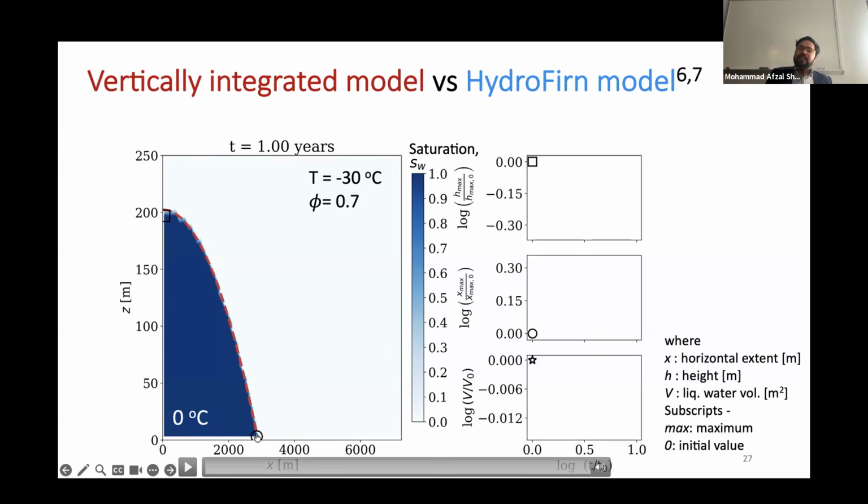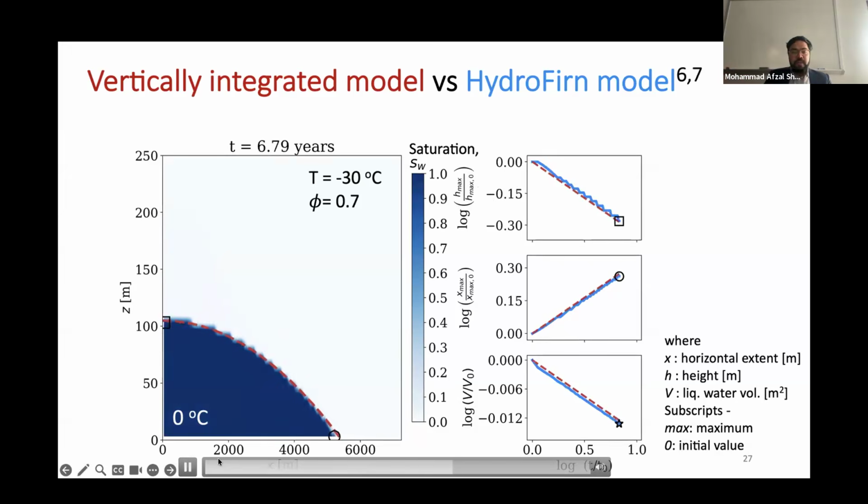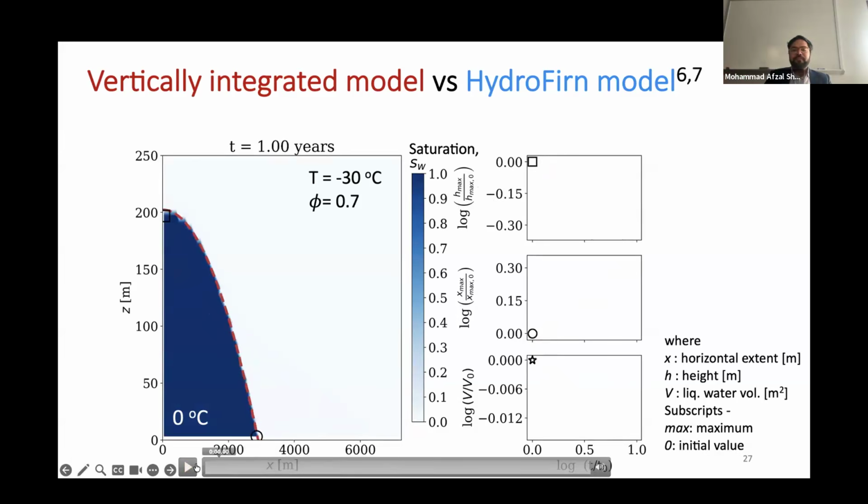Then X max is the maximum horizontal extent, and I was not supposed to play it. Okay, well, X max is the horizontal extent with respect to its initial value. So you take a log of that. Last is the liquid water volume with respect to its initial value. So let's see how this firn will evolve over time. Oh, sorry.